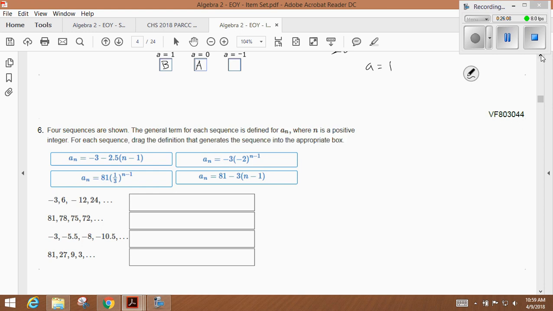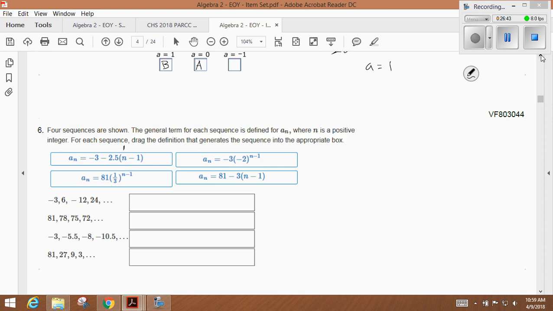-3, n equals 1, right? For 6, n equals 2. For -12, n equals 3. So I just need to plug 1 and 2 into each of these and see which one gives me the right thing, right? So check it out. If I plug 1 in here for n, what do I get? Well, n minus 1 minus 1 is 0, right? So my first term is -3.